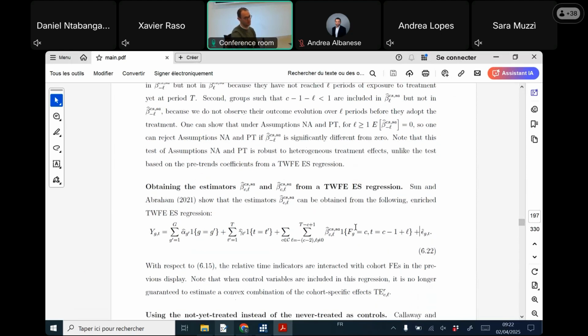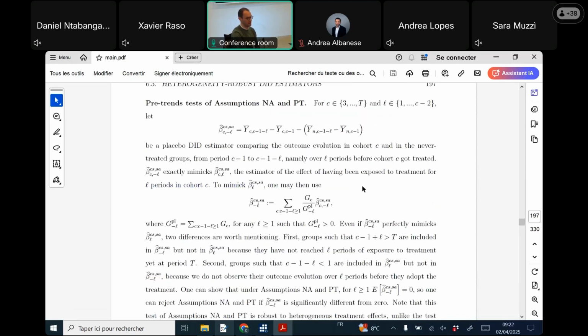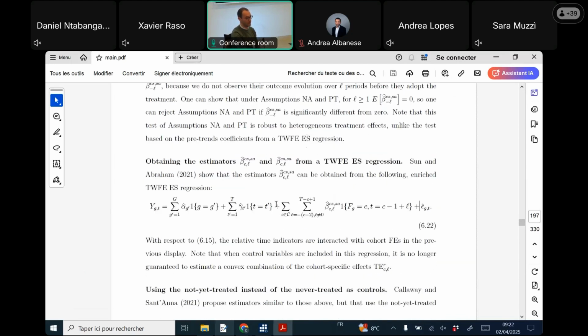So a small thing to keep in mind is that, unfortunately, because applied researchers like to run regressions, so they prefer running regressions to computing things by hand. A caveat of this numerical equivalence is that in many cases, you're going to want to have control variables in your estimation. And unfortunately, if you throw in some control variables in this regression, now the coefficients on the relative time indicators are no longer equivalent to 2x2 diffs-in-diffs. And then they are not guaranteed anymore to identify average treatment effects under no anticipation and parallel trends assumptions.